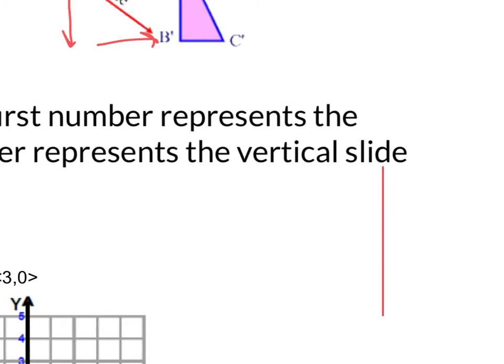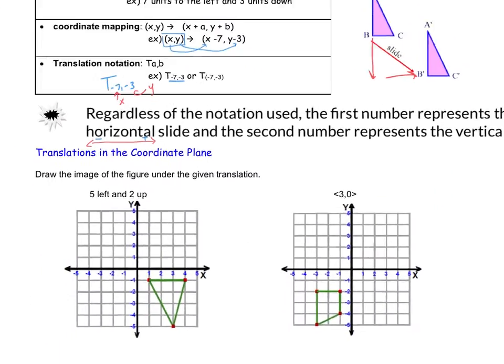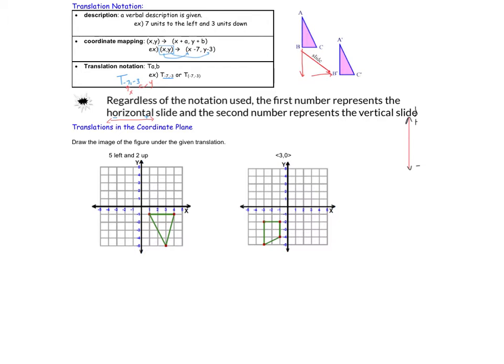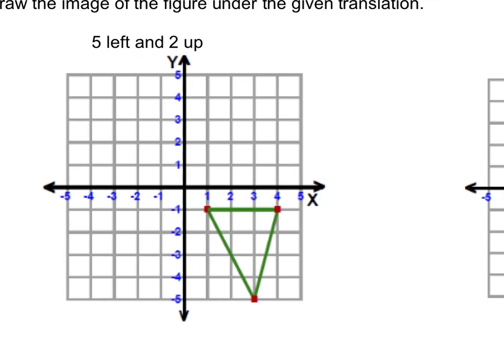It's going to be a straight line going up, so that's telling me right here that I'm going to have my positive and my negative. So when I'm positive, I'm going up. When I'm negative, I'm going down. Okay, let's do some examples. What's nice about these problems is you just have to count. So in the first example, we want to basically move that triangle 5 units to the left and 2 units up.